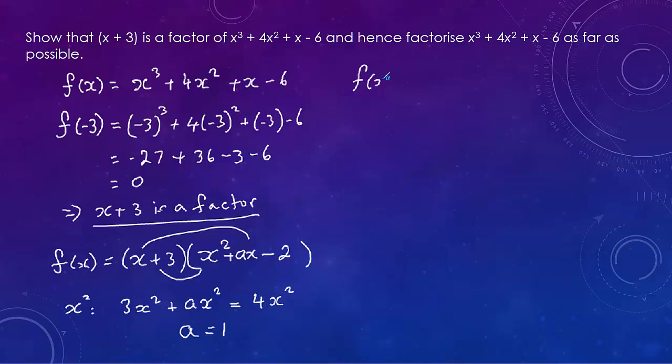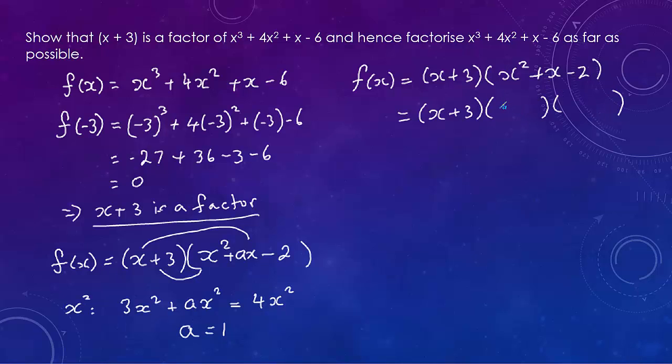So f of x is now x plus 3, x squared plus x minus 2, and that quadratic factorizes. It's quite an easy one to factorize. It will be x plus 2, x minus 1.